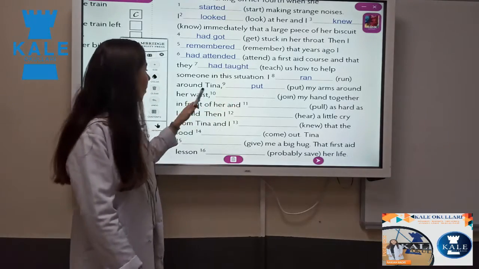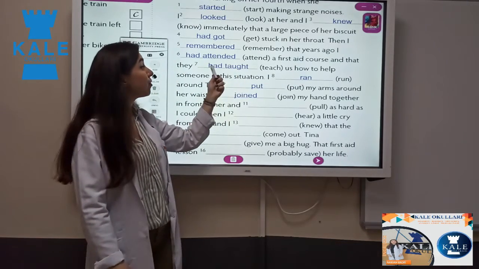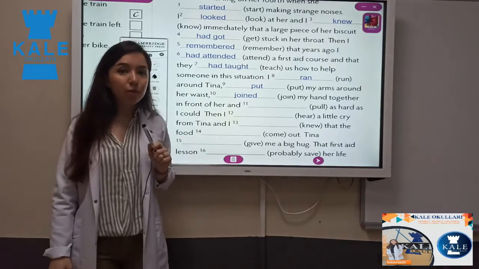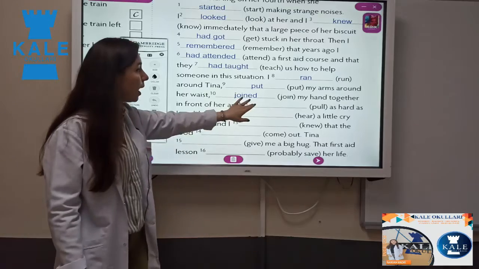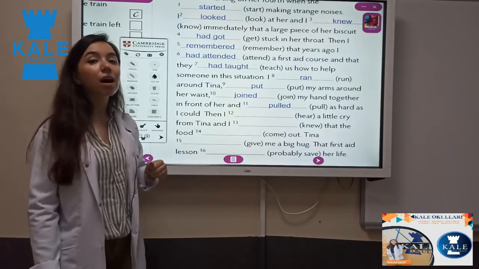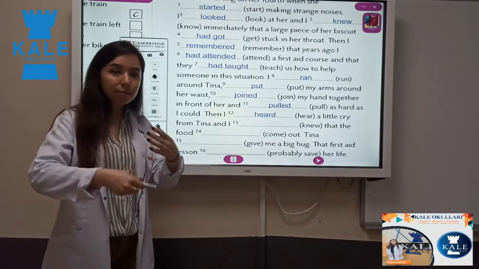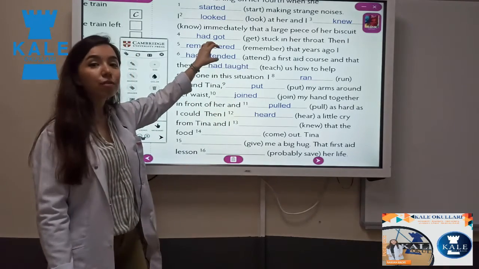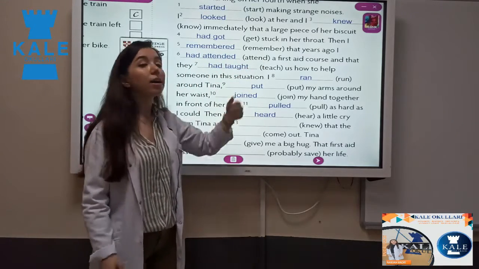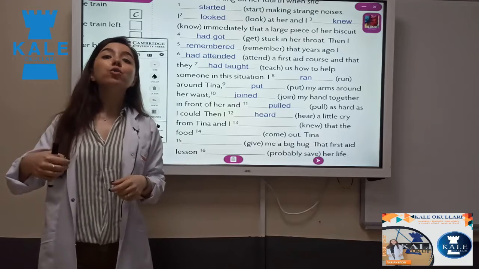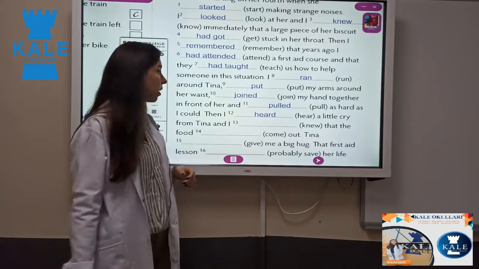Around, put my arms around her waist, joined my hands together in front of her and pulled as hard as I could. Look at here, all of them came after this action. So because of that we use past simple. Then I heard. After that, again we are explaining whatever happened after this time. After the first time I had attended this course and I had been taught, because we are using all of them, after that we are using past simple. Actions happened after another action.